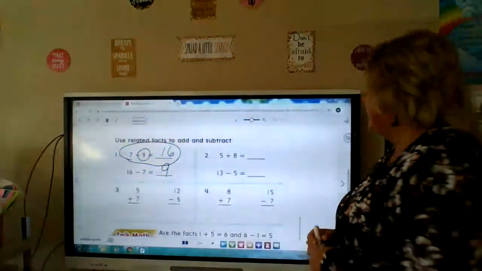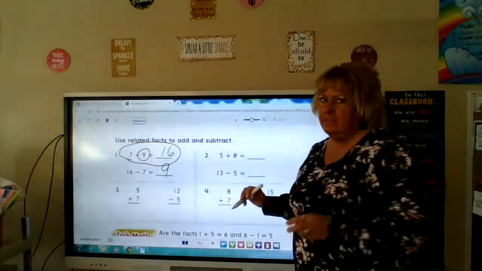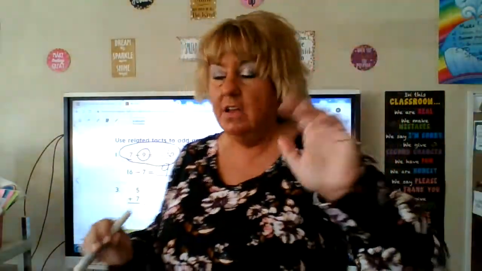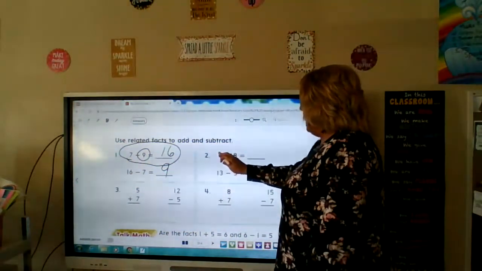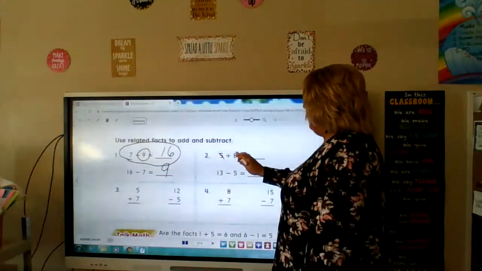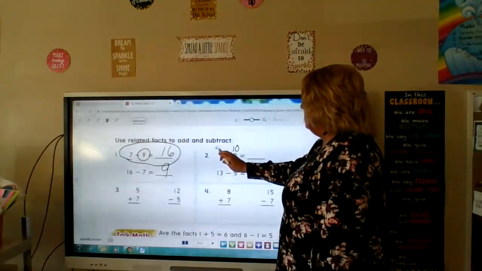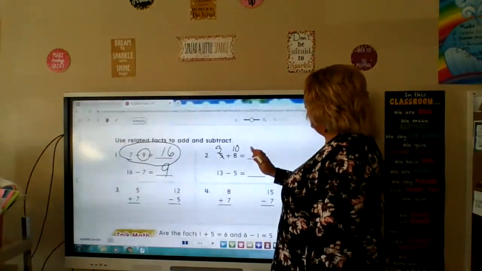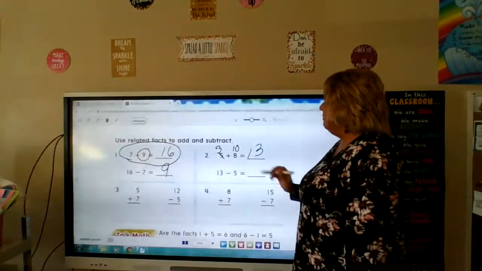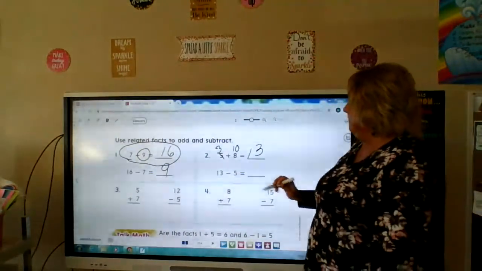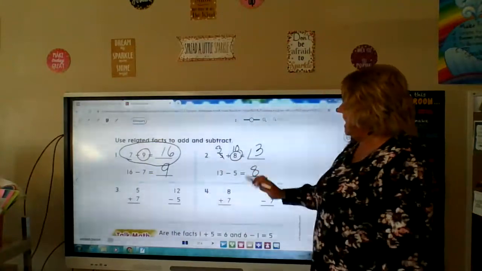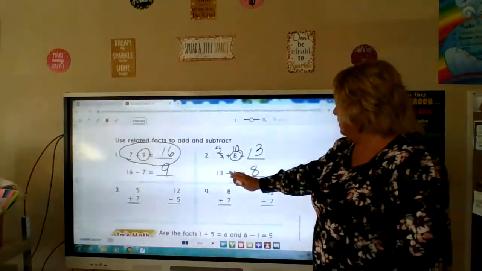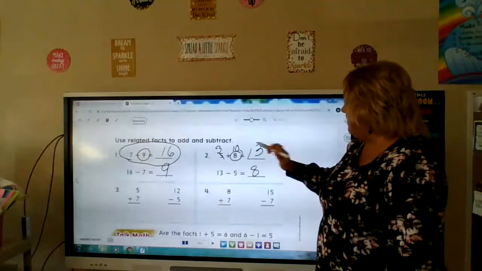Okay, 5 plus 8. 8 plus 5. We should have that memorized. Let's see, we can make a group of 10. Take 2 from the 5, give it to the 8 to make it 10. That left us with 3. 10 plus 3 is 13. 5 plus 8 is 13. 13 minus 5 is 8. Is 8 plus 5 13? 8 plus 5 is 13.